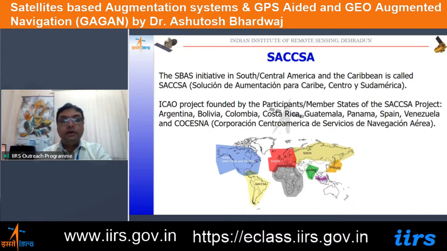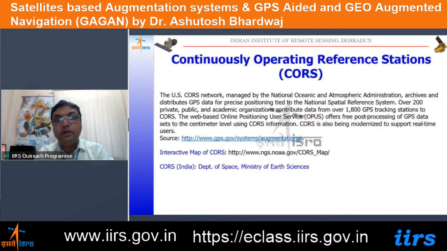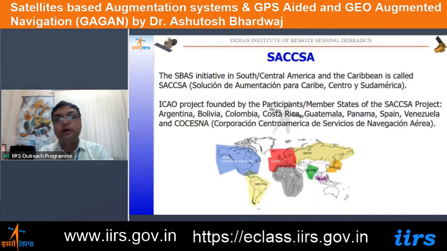So for inter-country or intercontinental flights, what they have to do is that when they are moving from one region to another region, they should opt for the nearest SBAS system, because the nearer we are to the reference stations, the more accurate values we are going to get.